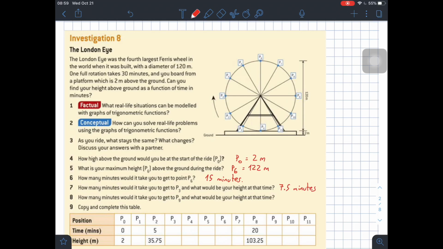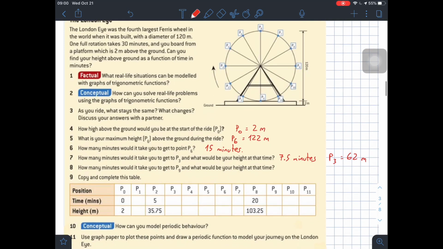And what about the height? If the height for getting to P6 was 122 meters, then the height for reaching P3 should be half of that, right? It should be 60 plus 2, which is 62 meters, right? Yes, all of this is 120. Half of that would be 60. So here we're at 60, but we need to add this 2 right here. So we are at 62 meters. So this would be position 3 is equal to 62 meters.